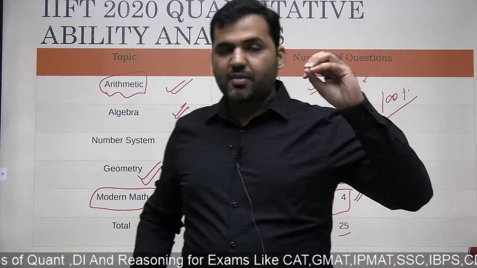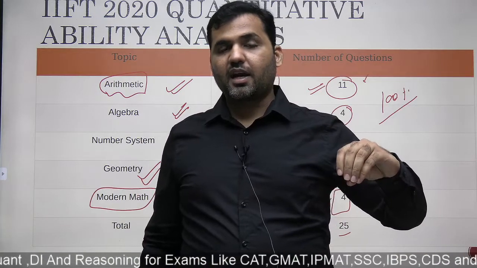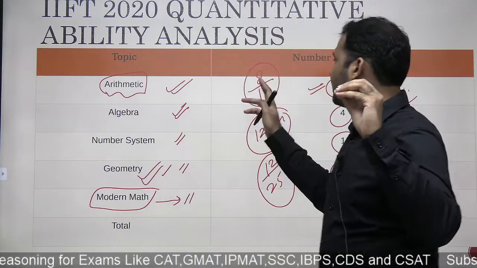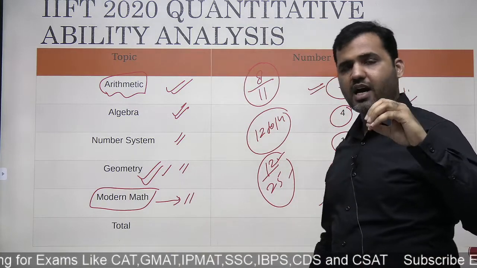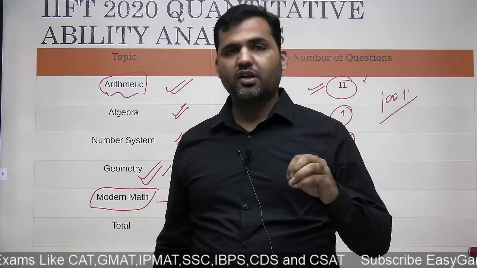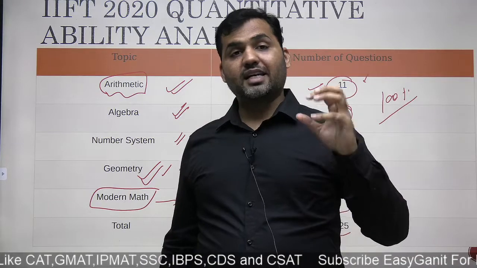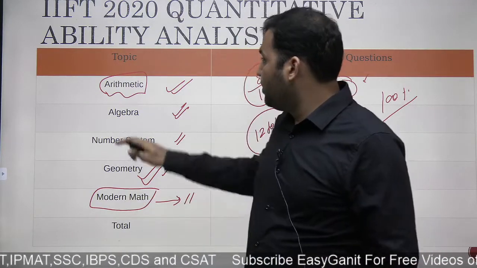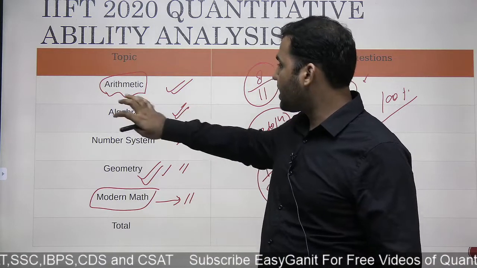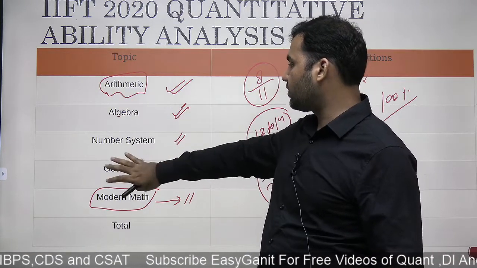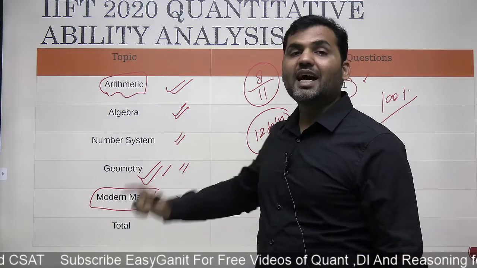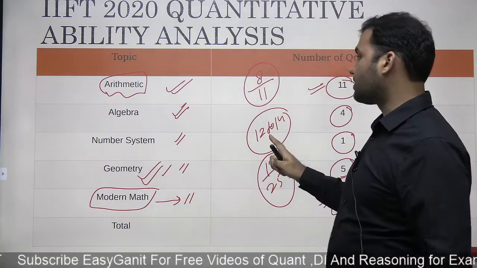Even if I'm attempting the IIFT paper, right? I'll not be able to do all the 11 questions of arithmetic. 101% sure, right? Let me be very honest on it. Because, yeah, if those questions are familiar, I'll be able to do it. But I'll be doing some easy questions of arithmetic, 1 or 2 easy questions of algebra, 2 or 3 easy questions of geometry, 1 or 2 easy questions of modern math. That will take me to 12 questions, right?